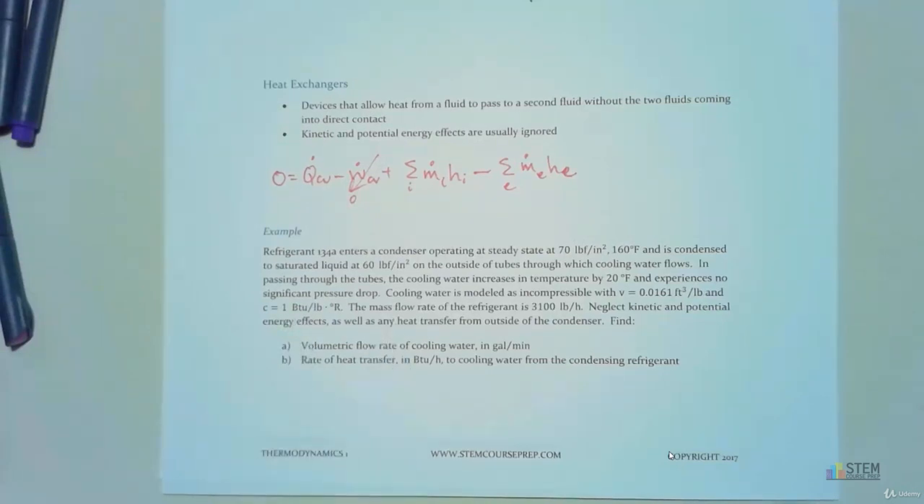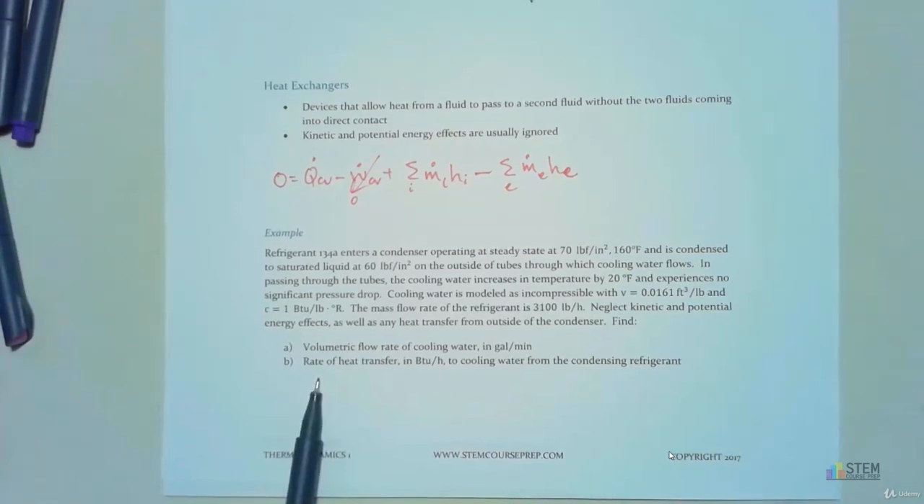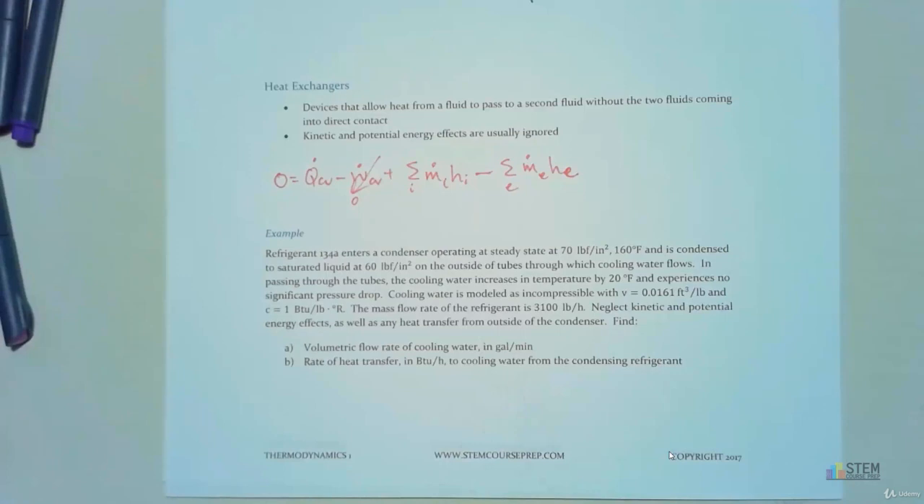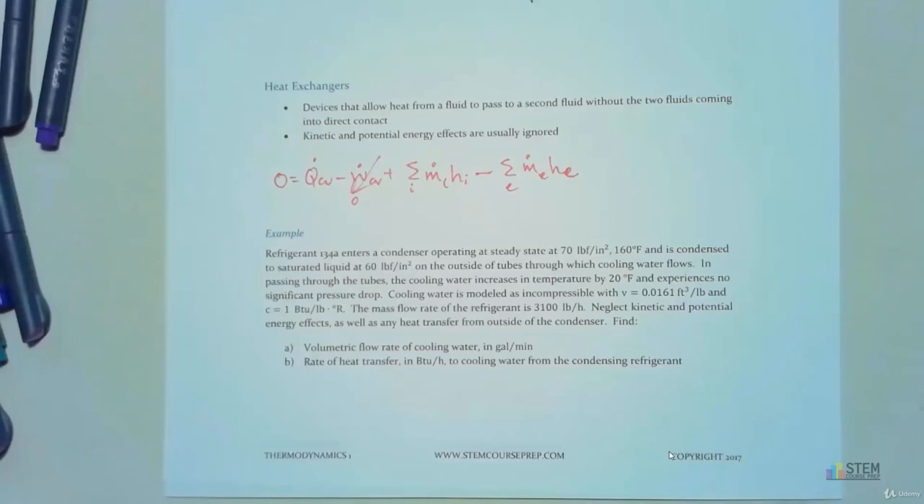Our mass flow rate for the refrigerant is going to be 3,100 pounds per hour. We are going to neglect kinetic and potential energy effects as well as any heat transfer from outside of the condenser. Now, after all of that, we are going to find volumetric flow rate. Look at the units. It's in gallons per minute. It's kind of an odd unit. And then we're going to find the rate of heat transfer in BTU per hour to the cooling water from the condensing refrigerant. Lots to keep track of in that problem. So let's get started.